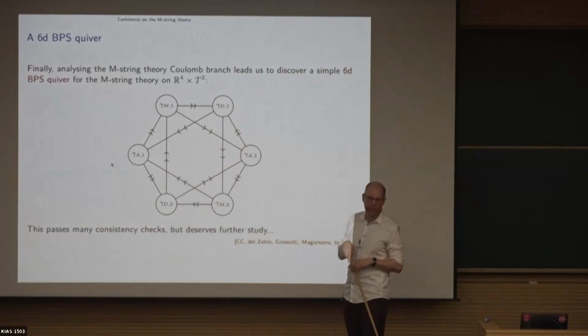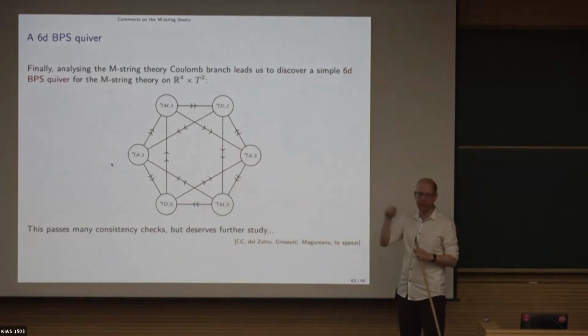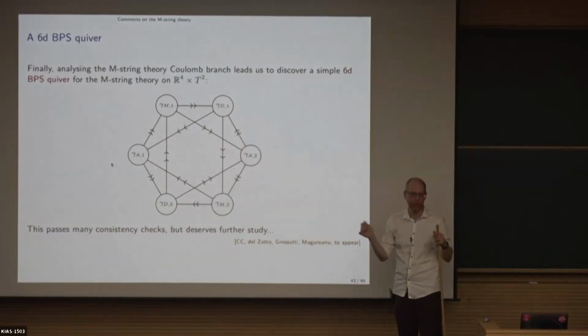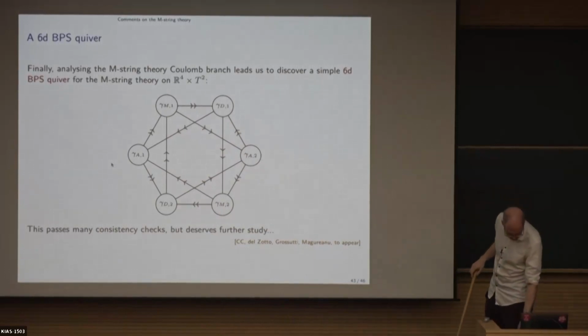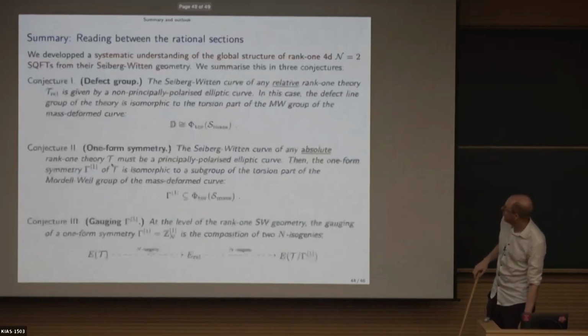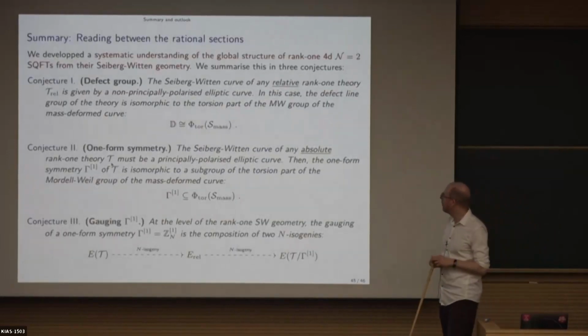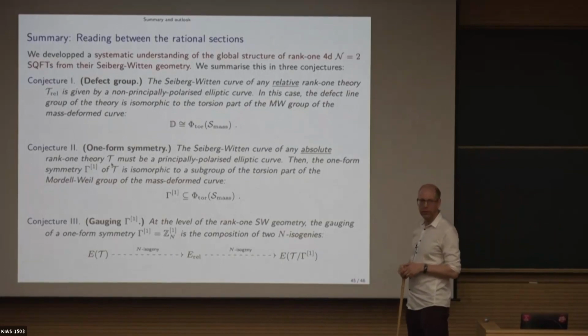Anyway, there are many limits. In fact, from the M-string theory, you can take limits to all the theories I discussed before, except the E0 theory. You can take a 5D limit, a 4D limit, whatever. All right, so let me conclude with a summary of what I said, and then we have a few minutes for discussions.